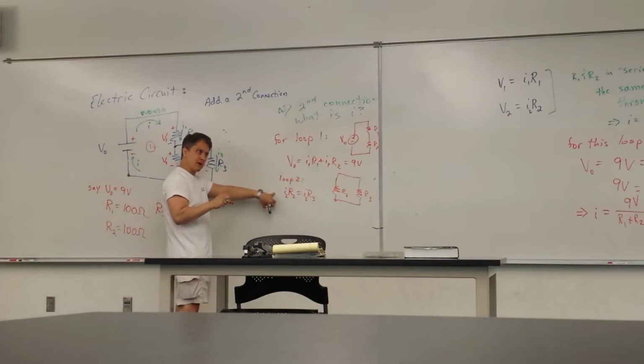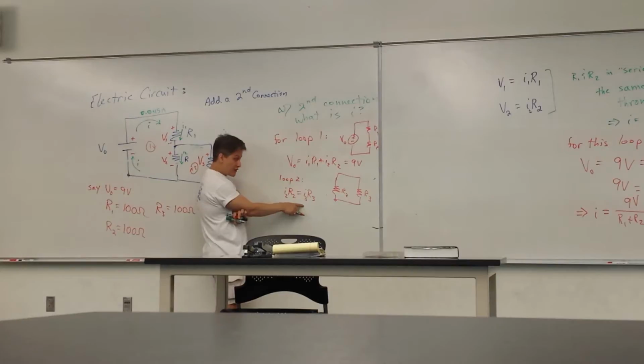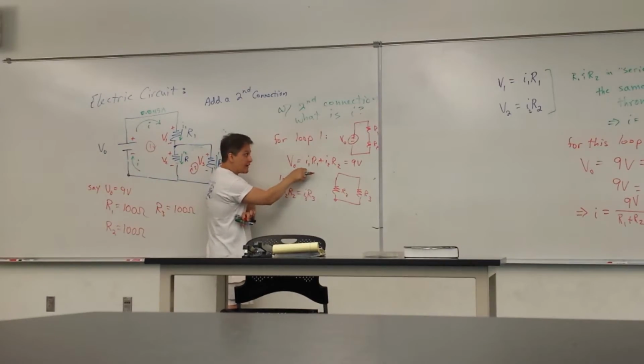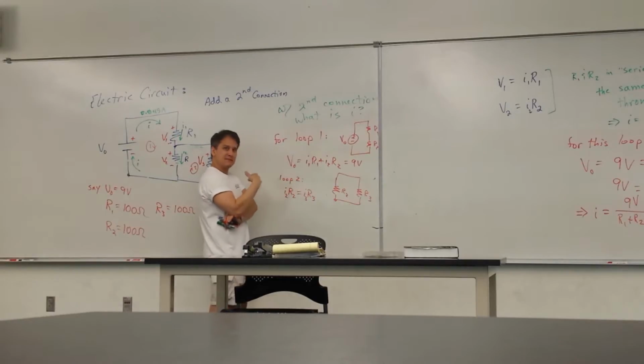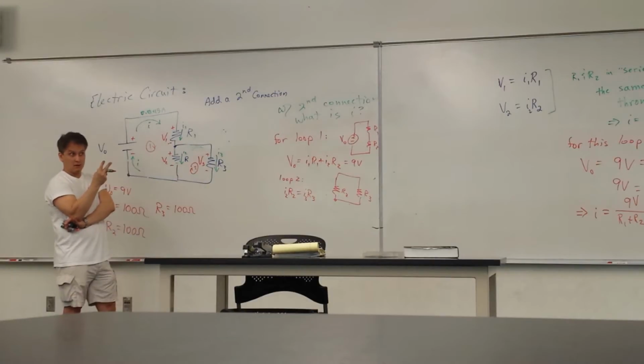Didn't actually make things better, it made things worse. You know what made things worse? By adding this second relationship, I've actually added a third variable. If I didn't know what I1 or I2 was, now I got an I3. So now I've got two relationships, but damn it, I got three unknowns.